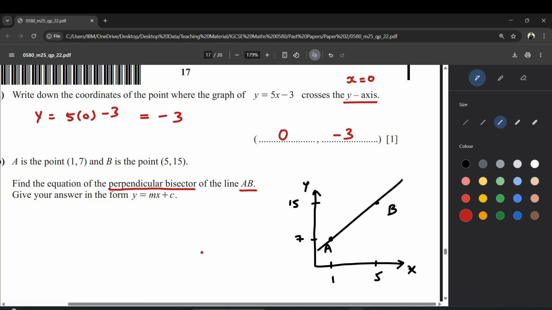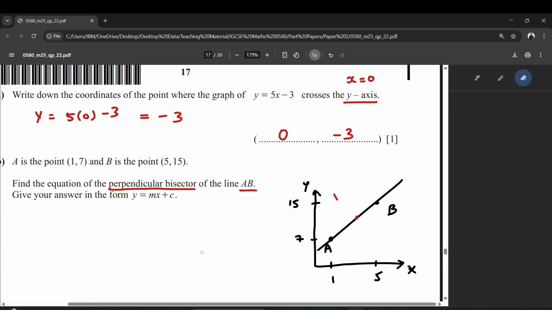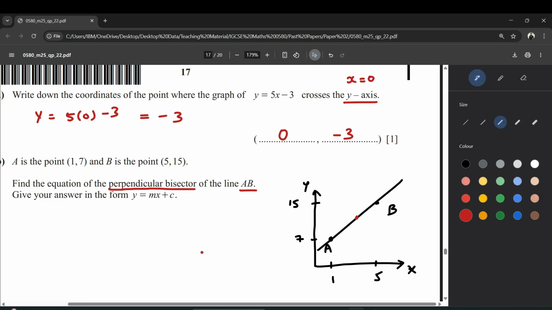If I want to find a perpendicular bisector, it is a line that cuts exactly at the center and at 90 degrees to this line. So this is 90 degrees. Okay, so we need to find the equation of this red line because this is the perpendicular bisector.